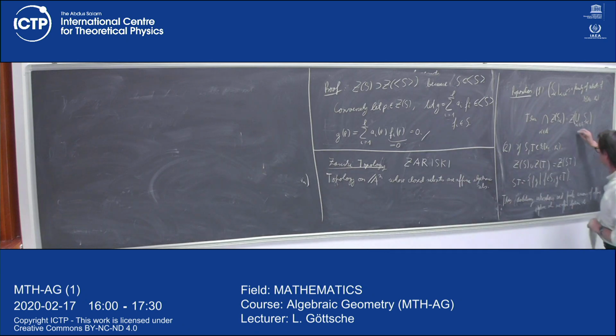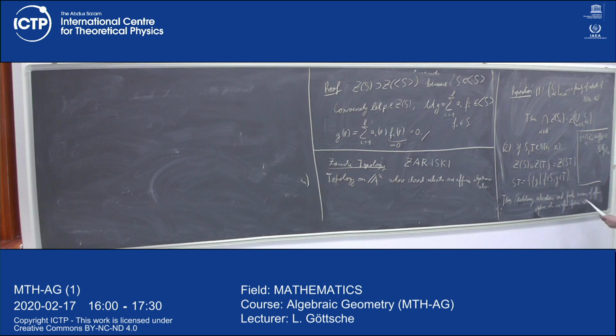basically obvious. I can write it here. So if I have a point p which lies in the intersection over all alpha of the zero set of S alpha, this is if and only if f of p is equal to 0 for all alpha, for all f in S alpha.